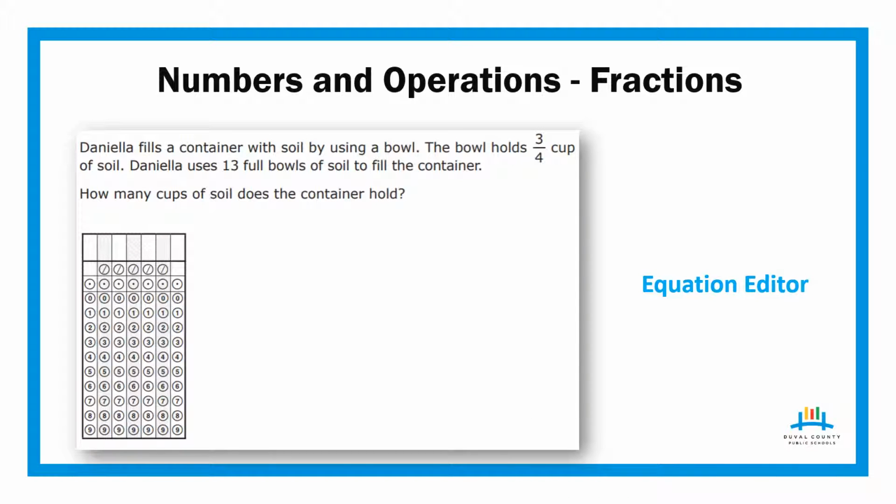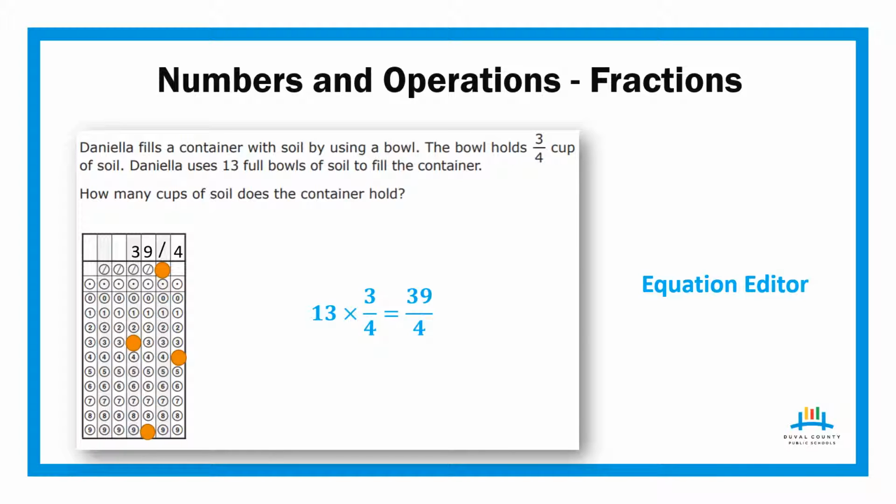In this problem, Daniela fills the container with soil by using a bowl. The bowl holds 3/4 cup of soil. Daniela uses 13 full bowls of soil to fill the container. How many cups of soil does the container hold? I can represent this problem with the equation 13 times 3/4 equals 39/4 because 13 groups or 13 bowls of 3/4 cup is equal to 39/4 cup. We must also remember to fill in the corresponding bubbles that match the gridded response.